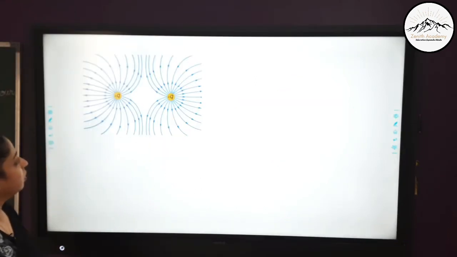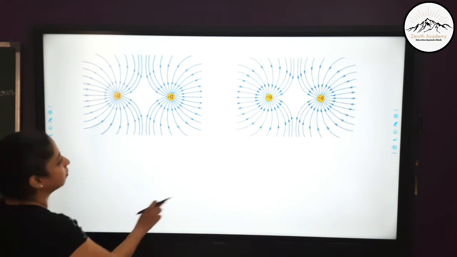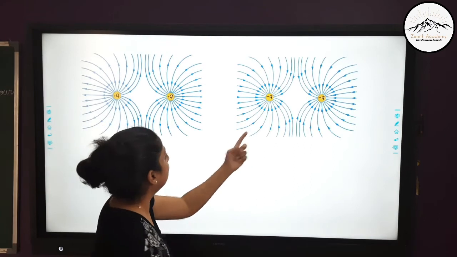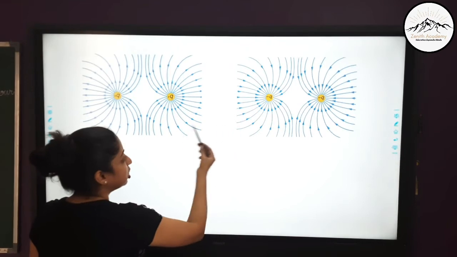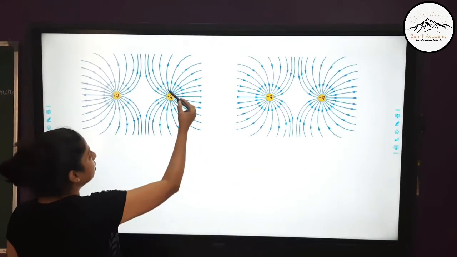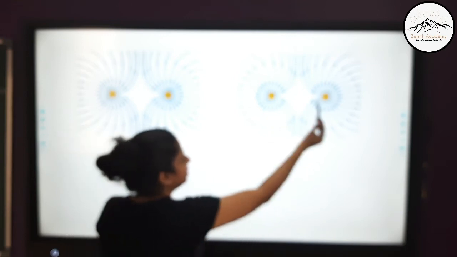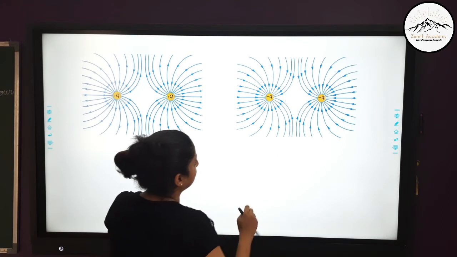Now here you can see both positive charges, so the field lines are like this. Here both negative charges. So here I have given the example of like charges. Here you can see the change in the arrows. Here the arrows are pointing out, here the arrows are pointing in. But since these two are like charges, they will also repel each other.